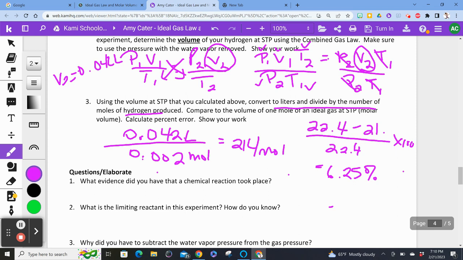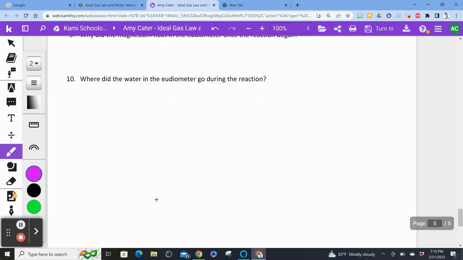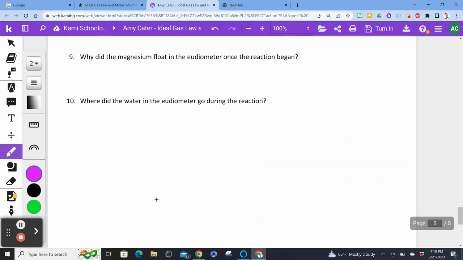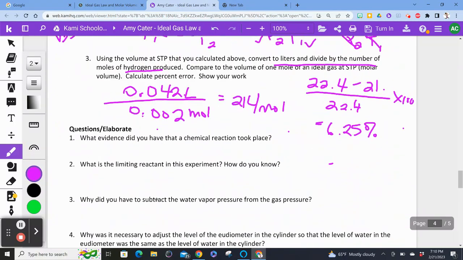Okay. I just wanted to go over that in a video real quick. You will need to go ahead and answer after you get done with number 3. You do have to answer all 10 of these or however many questions are on the post lab, the actual handout that you were given in class.